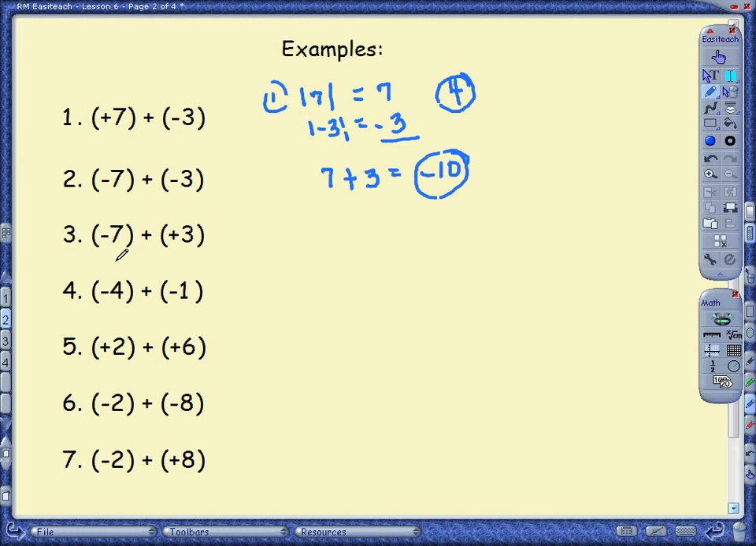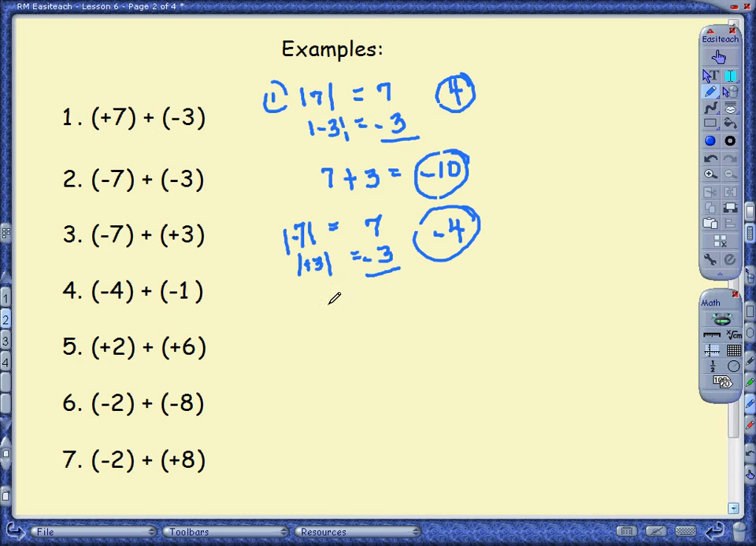Here again, we have an original number of negative 7. The absolute value of negative 7 is positive 7. Okay, and the absolute value of positive 3 is 3. Since the numbers have different signs, we're going to subtract and give our answer the sign of the original number which had the greater absolute value. That would be the 7. So our answer is negative 4.